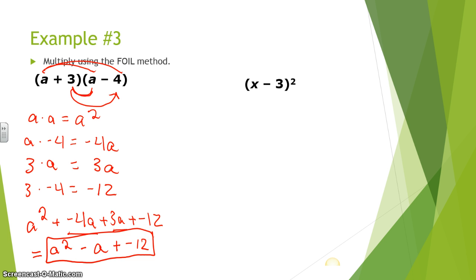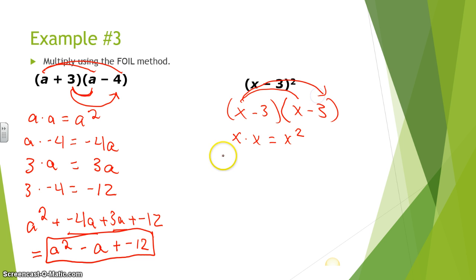Looking at the next example, we have x minus 3 squared. So what that means is x minus 3 times x minus 3. Using the FOIL method, we'll solve. First is x times x, which gives me x squared. Then we have x times negative 3, which equals negative 3x.